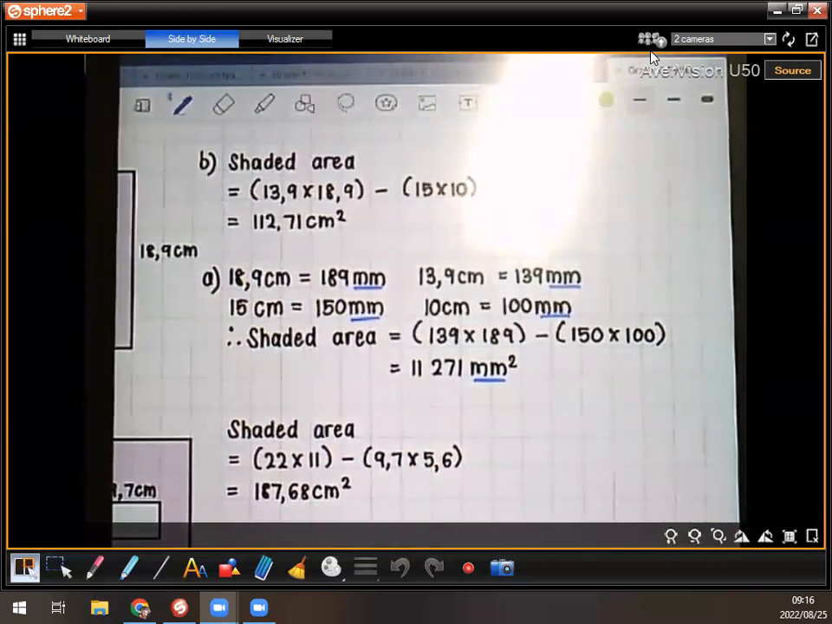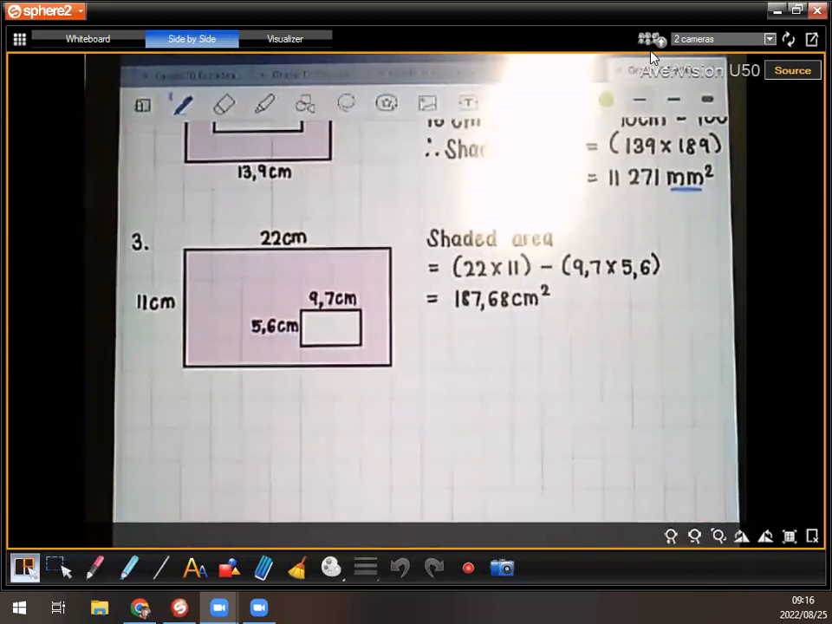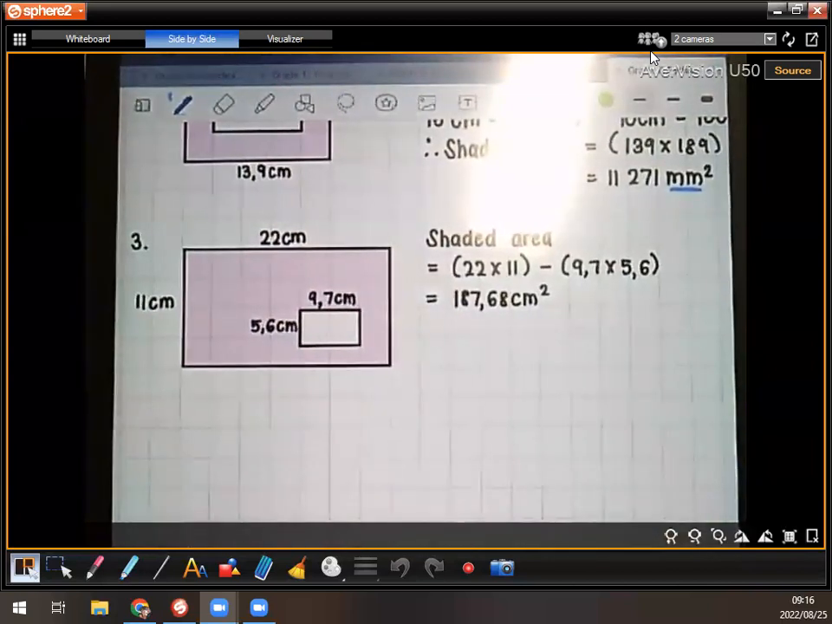Any questions on that one? And number 3 was very similar. The picture just looked a little bit different. Again, I think this is the answer to A. Okay, this is A's answer now.